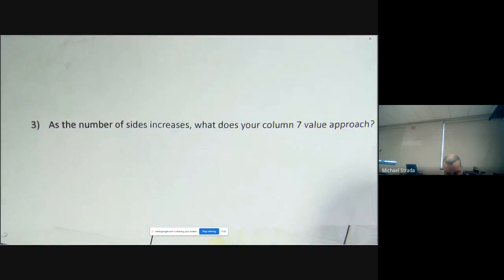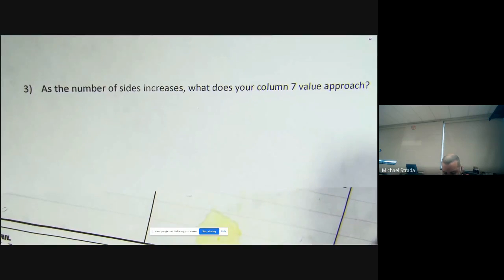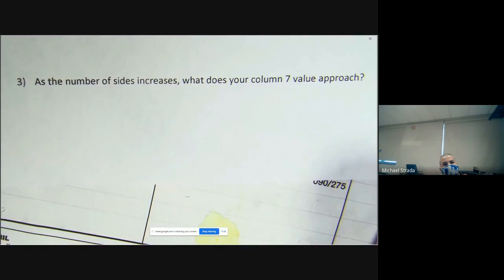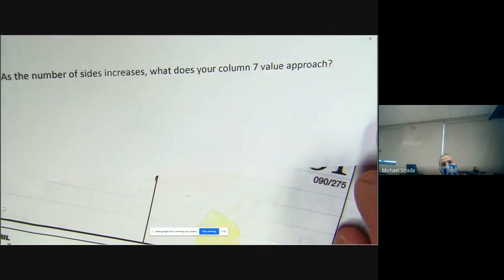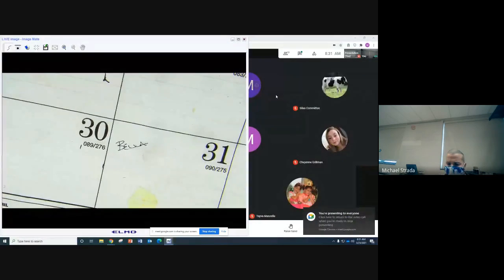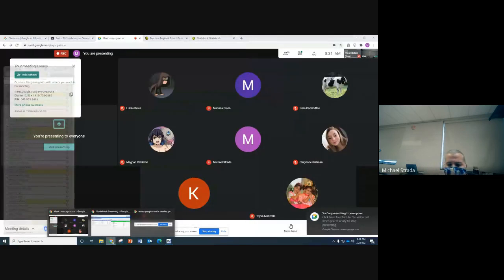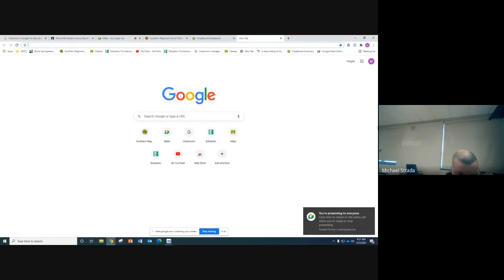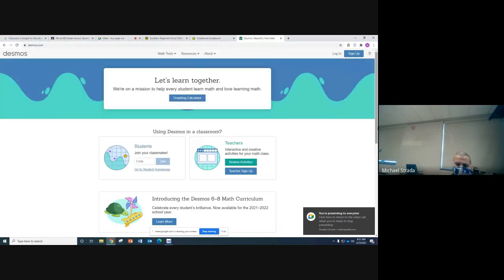All right? As the number of sides increases, what does your column 7 value approach? All right, and this is what I mean by that. I'm going to give you a function that you're going to deal with next year, rational functions.